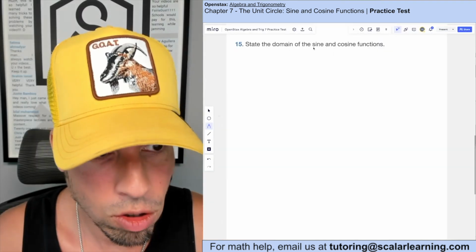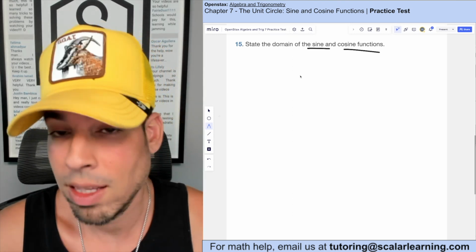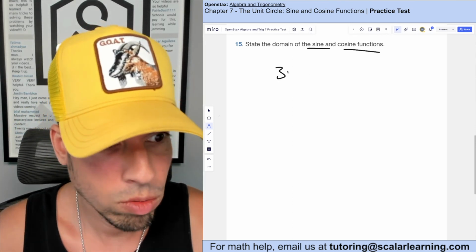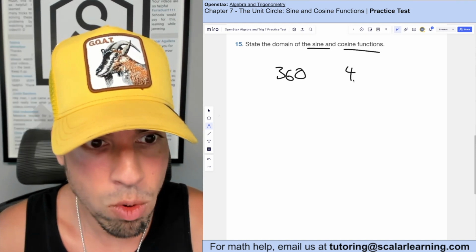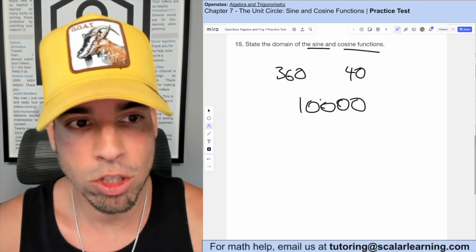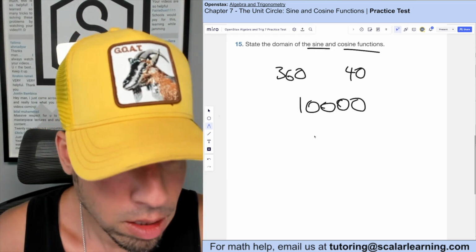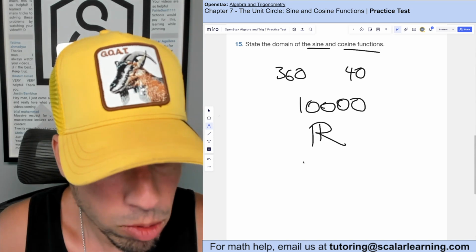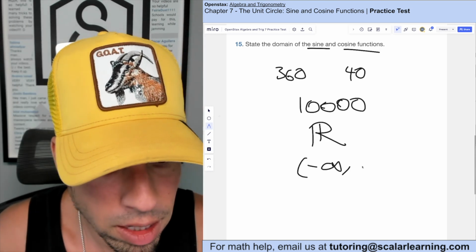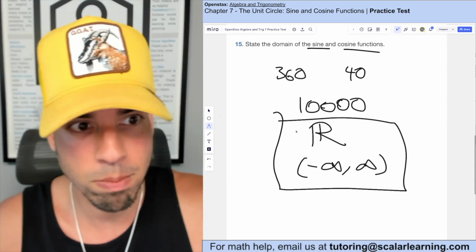So this says state the domain of sine and cosine. Now, here's the thing. Sine and cosine, they can take anything, right? You can take 360. You can take 40. You could take 10,000, okay? It doesn't matter. There's no limitation in terms of the inputs for sine and cosine. So that means the domain is all real numbers, or in interval notation, we could say negative infinity to infinity. So these are the ways you could write the answer for both functions.